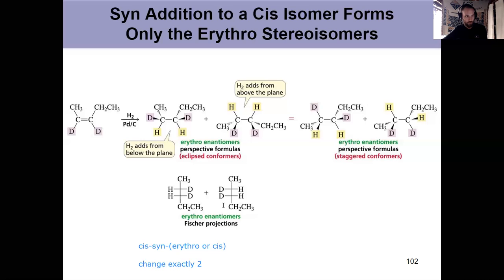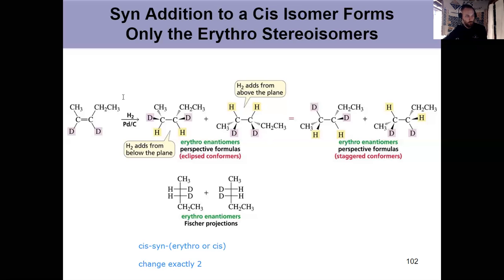And the cis refers to if this thing was in a ring. The reason only 2 stereoisomers are formed is because the hydrogen addition has to happen either both above, like we have here, or both below. And that corresponds, looking at the perspective formulas, to just 2 isomers. The hydrogens have to be on the same side because it happens via a syn addition. Okay.